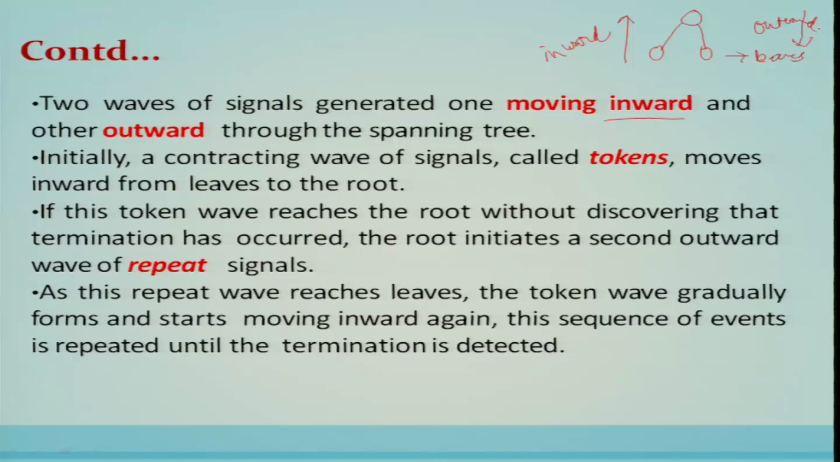Initially, a contracting wave of signals called a token moves inwards from the leaves to the root. Now, if this token wave reaches the root without discovering that termination has occurred, the root initiates the second, outward wave of request signals. When this repeat wave reaches the leaves, the token wave gradually forms and starts moving inwards again. This sequence of events is repeated until the termination is detected.